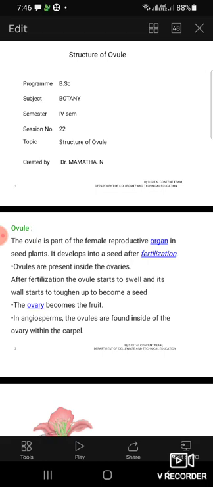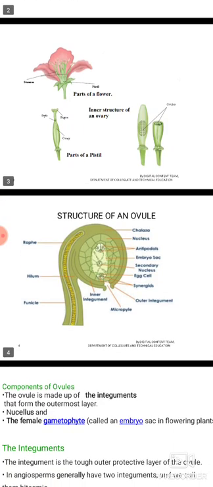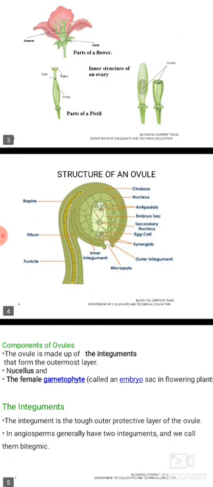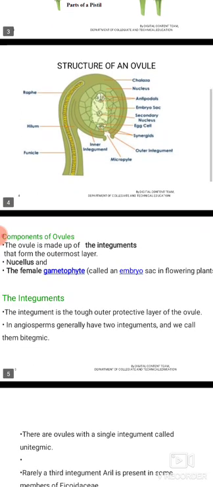And in angiosperms, the ovules are found inside the ovary within the carpel. Coming to the structure of an angiospermic ovule, the ovule will have an outer covering which is known as integuments, usually bitegmic and sometimes unitegmic. Then below that, the nucellus and the female gametophyte called the embryo sac.